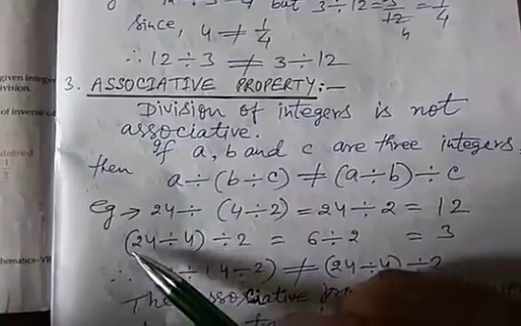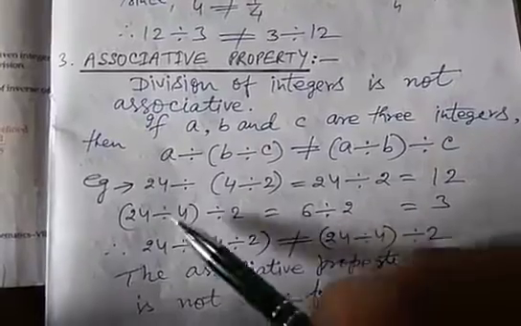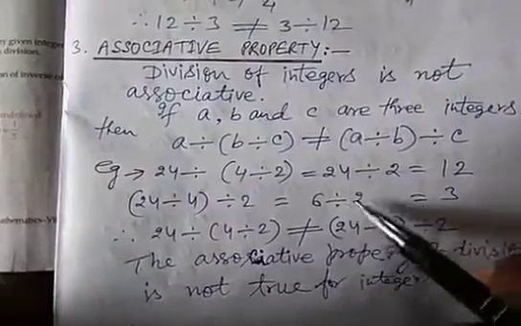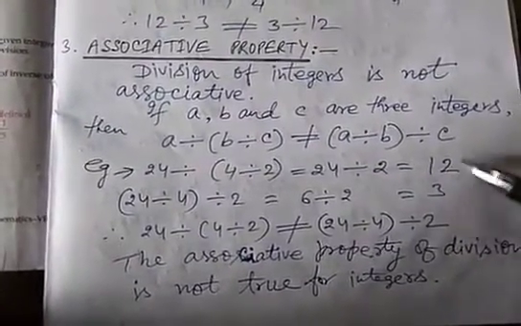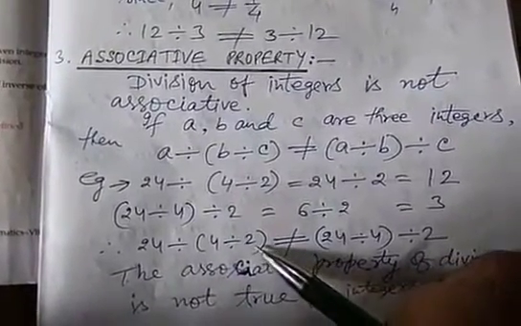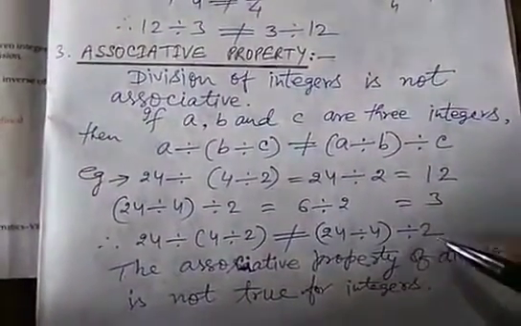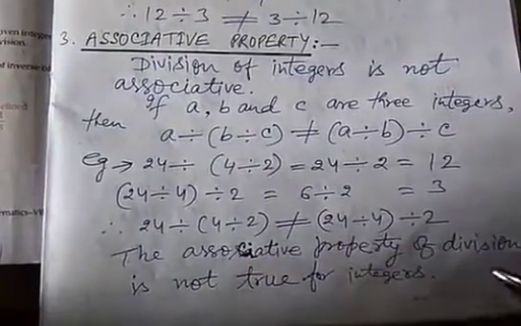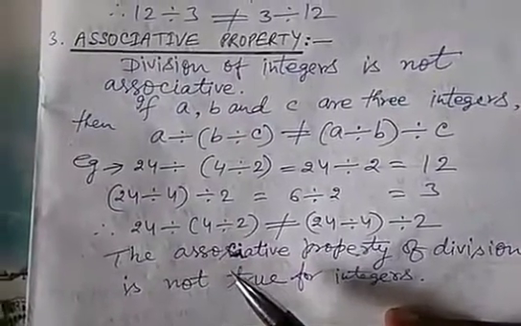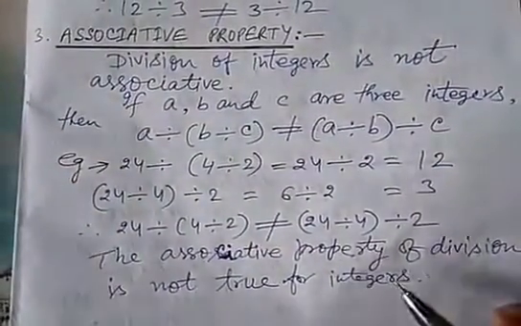Now, (24 divided by 4) divided by 2 is equal to 6 divided by 2, since 4 sixes are 24. 6 divided by 2 is equal to 3. 2 threes are 6. Here results are not same. Therefore, 24 divided by (4 divided by 2) is not equal to (24 divided by 4) divided by 2. So, the associative property of division is not true. Hence, the property of associativity is not true for division of integers.